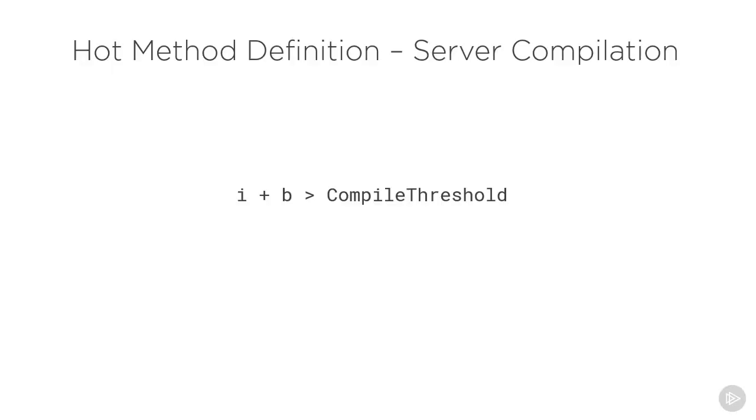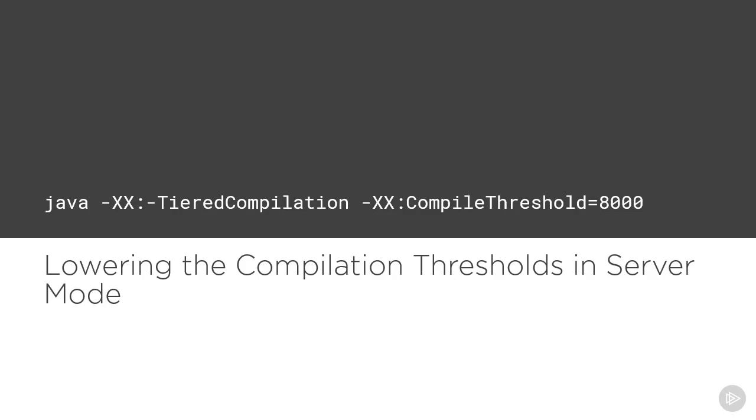In this mode, the condition for compilation can be simplified as the sum of the invocation and backEdge counter must be above the compile threshold, and by default, the compile threshold is set to 10,000. A popular recommendation in performance circles is to lower the compile threshold in server mode to 8,000. This can result in better performance for 2 reasons.